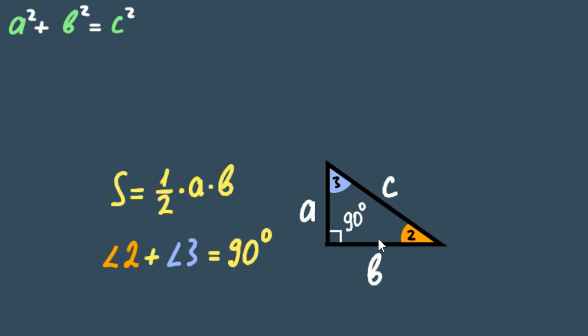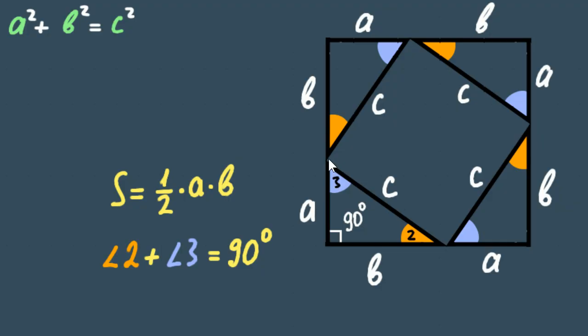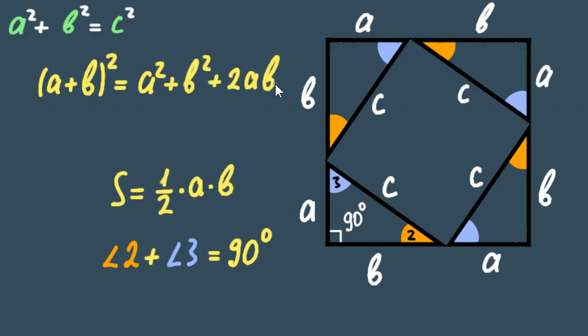Using this triangle, I constructed a large square. The side of this square is equal to the sum of the legs of the right triangle. To get the area of this large square, I need to raise the side of the square to the second power. Let's use the formula for the square of a sum and raise the expression in parentheses to the second power. We get this expression, and this will be our area of the large square.